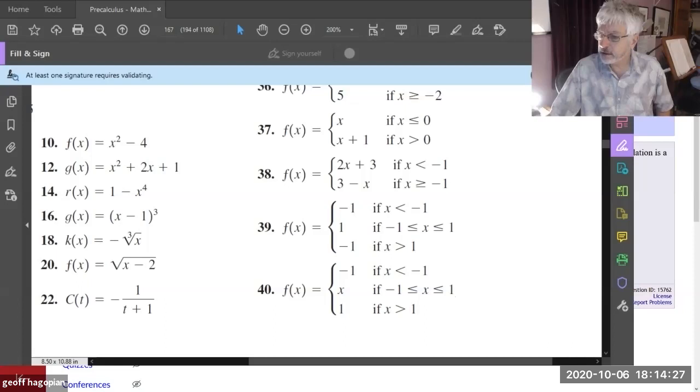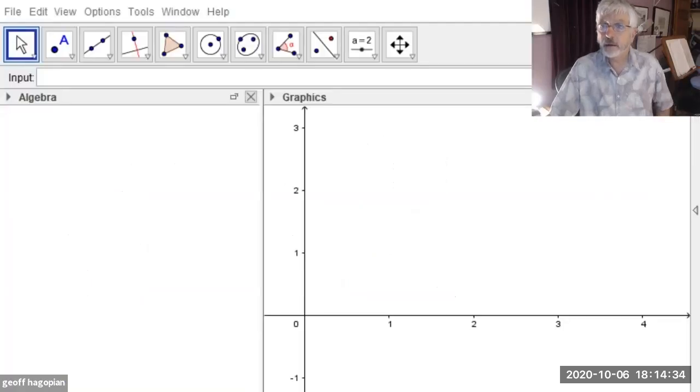I think we did this last time, didn't we? I can never remember what we have or haven't done. But if we go to the GeoGebra window, I can show you how to enter that in, okay?